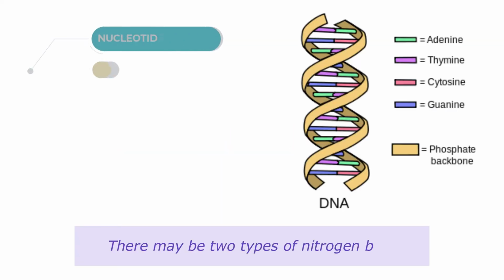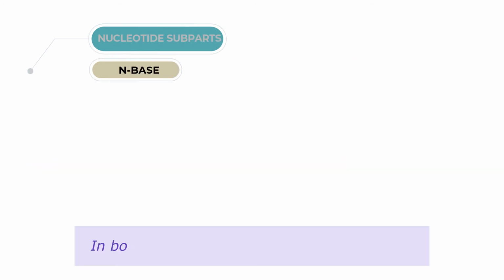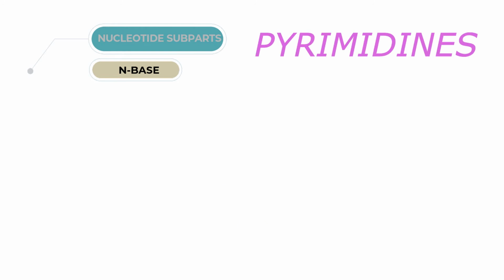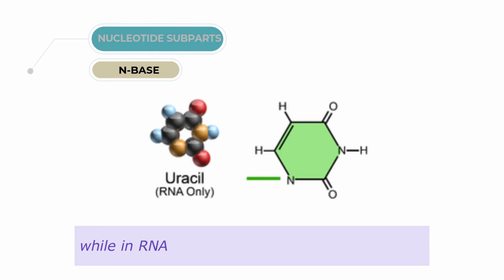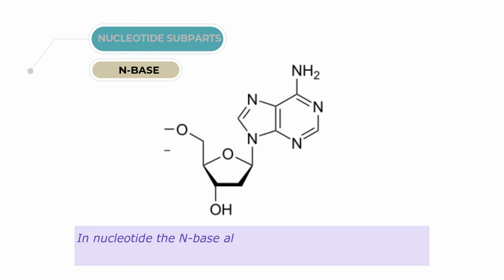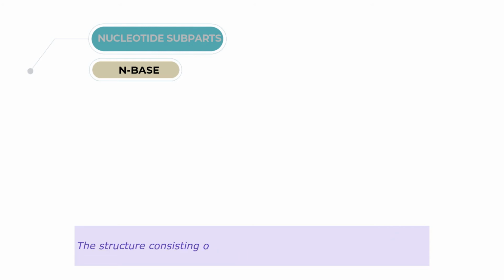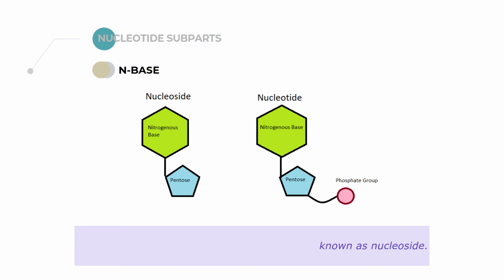Nitrogen base. There may be 2 types of nitrogen base, purines and pyrimidines. Purines. In both DNA and RNA, 2 purines are present, adenine and guanine. Pyrimidines. In DNA, 2 pyrimidines are present, thymine and cytosine, while in RNA, instead of thymine, uracil is present. In nucleotide, the N base always forms a covalent bond with 1 carbon atom of sugar. The structure consisting of a sugar and base is known as nucleoside.